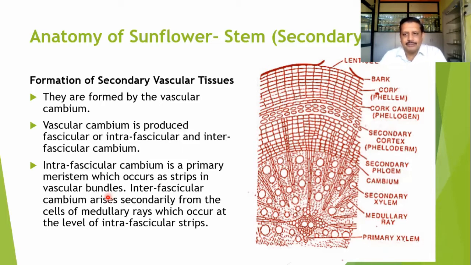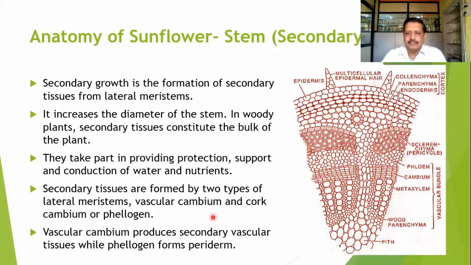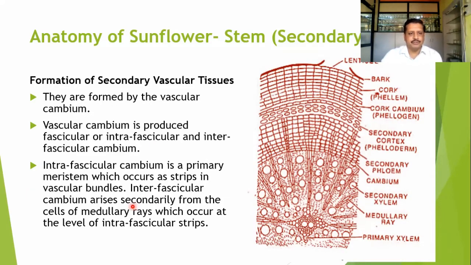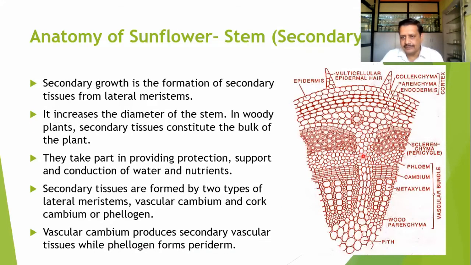Vascular बंडलच्या आतमध्ये ज्या स्ट्रिप्स असतात तर त्या स्ट्रिप्स ज्या आहेत, here you can observe that. So these are the strips which are nothing but the cambial elements. These are the interfascicular ones, which arise secondarily from the cells of medullary rays at the level of interfascicular strips. The interfascicular strips ज्या आहेत त्या ह्या आहेत. These are the medullary rays where we can find the interruption of these cells, or the cambial cells, has taken place.